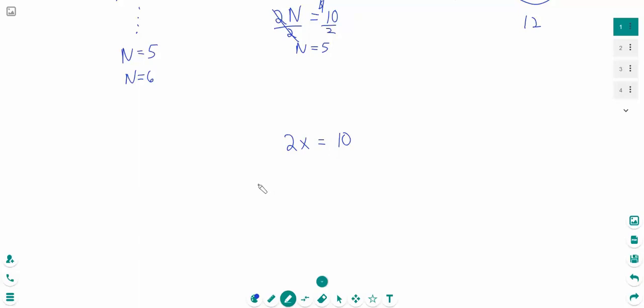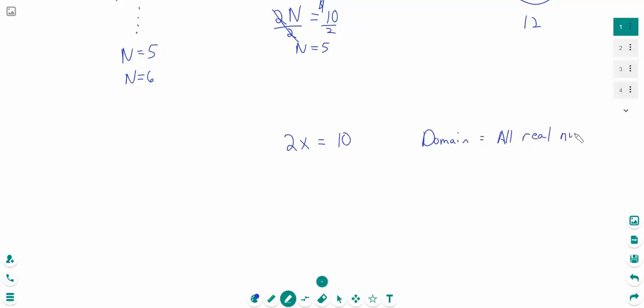Was it integers? Was it negative integers, positive integers, fractions? What would be the domain for this x? Well, the answer would be the domain is all real numbers.